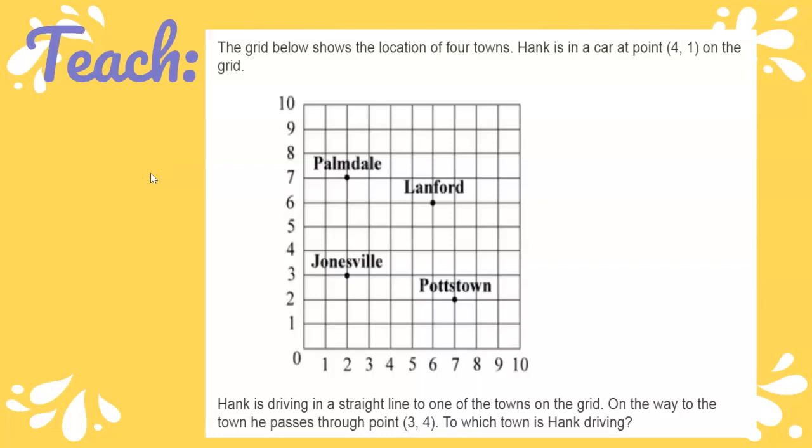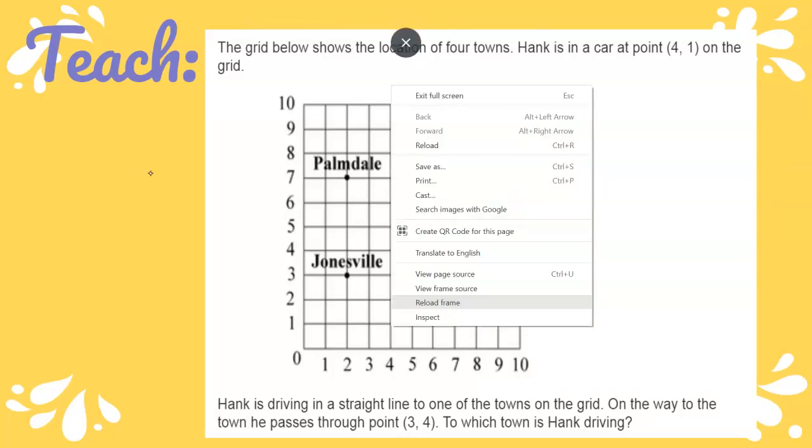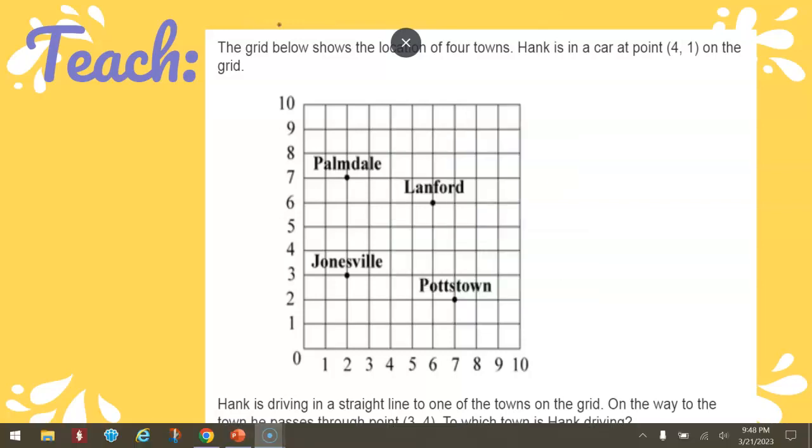All right. So here's where we're going to be looking at a coordinate grid, and we're going to interpret what the coordinate grid shows us and then answer questions about it. Here we have the grid below shows the location of 4 towns. Hank is in his car at 4, 1 on the grid. So of course, 4, 1, I'm going to go over 4, 1, 2, 3, 4, and up 1. So this is where Hank is.